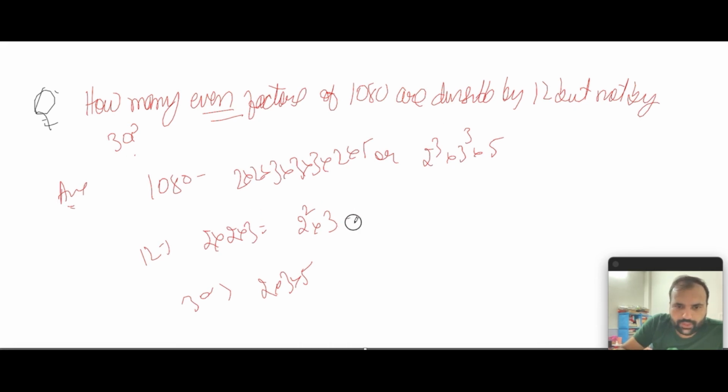So how many factors are divisible by 12 but not by 30? It shouldn't be that difficult. It should be 3 into 2 equal to 6. There should be 6 even factors of 1080 which would be divisible by 12, but will not be divisible by 30. Let me do this over here.